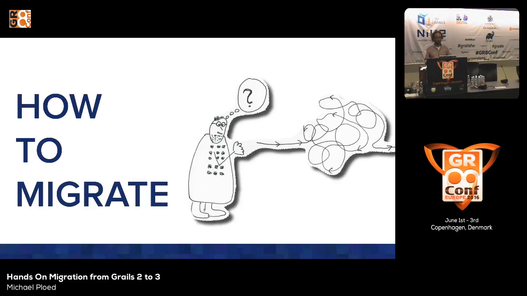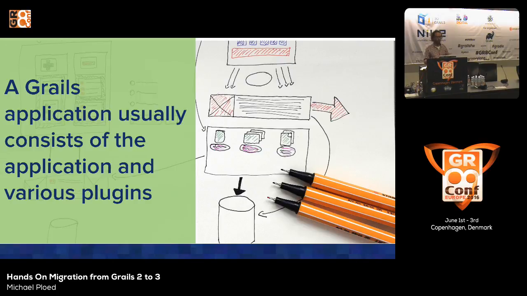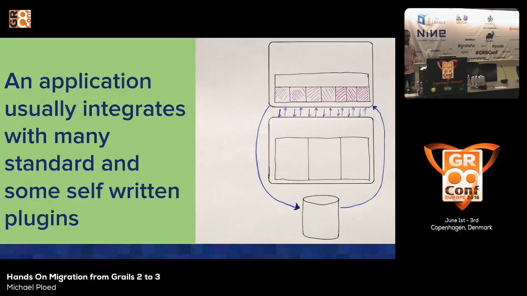So, how to migrate. You should be aware that a Grails application usually consists of the application itself and various plugins. In terms of the plugins, you will usually find yourself in a position where you use some of the official or public plugins you find on the Grails public plugin directory. Fortunately, the plugin directory has been revamped a little bit. A couple of months ago, when you hit the plugins button on the Grails site, you were still stuck with the Grails 2 plugins, and they aren't compatible with Grails 3. So your plugins as well need to be migrated.